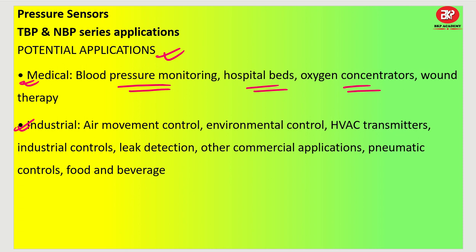Even in industries, you can utilize it for air movement control, like how much air pressure is there in different areas of your industrial places. You have environmental control, you have HVAC transmitters, like you have AC, air conditioner and all, and there you have to understand what is the pressure range. You have leak detection and other commercial applications like food and beverages also. So this food control and all I will tell you, because you need to have a better coating, that is called silicon gel coating. So with those series only that can be utilized.